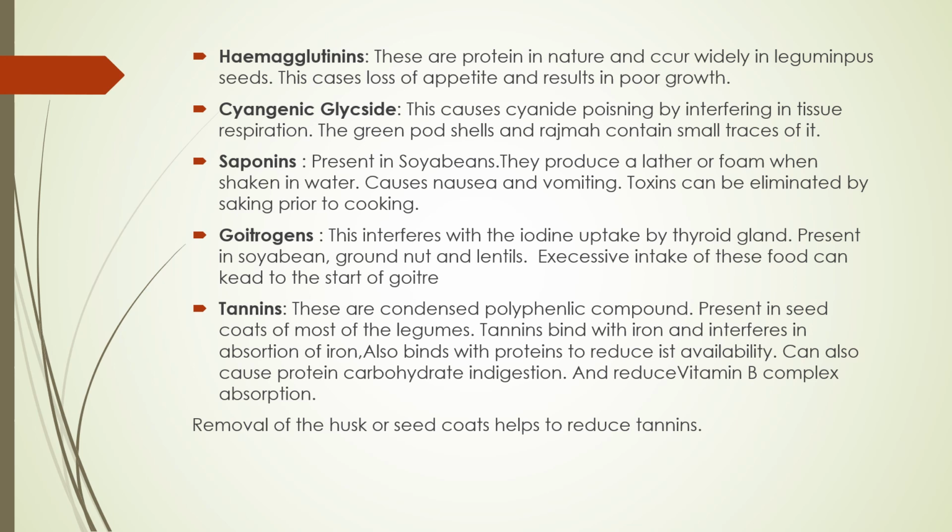Tannins, these are condensed polyphenolic compounds present in seed coats of most of the legumes. Tannin binds iron. It interferes basically in iron absorption and reduces vitamin B complex absorption. Removal of husk or seed coat reduces tannins. Okay, so with this we complete the pulses chapter.